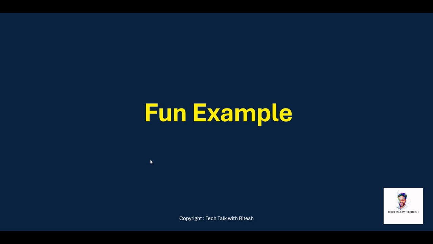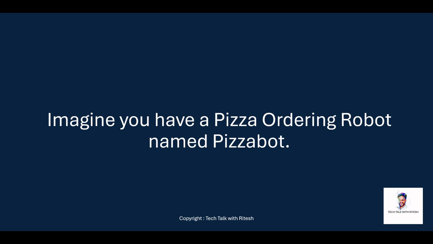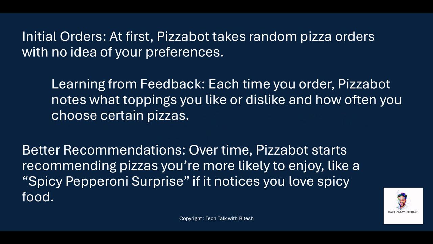Now let's see a fun example. Let's imagine that we have a pizza ordering robot named PizzaBot. Initially, PizzaBot takes random pizza orders because there is no data, there is no learning at all. It's just a new bot with no idea of your preferences. So the first time it is interacting with you, it will ask for orders, you will give the order, you will tell your preferences, etc.